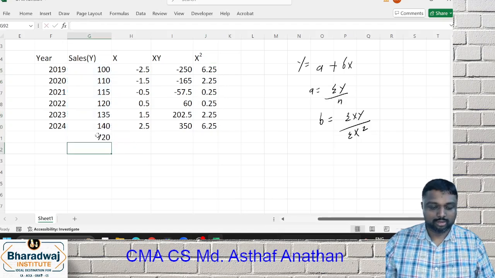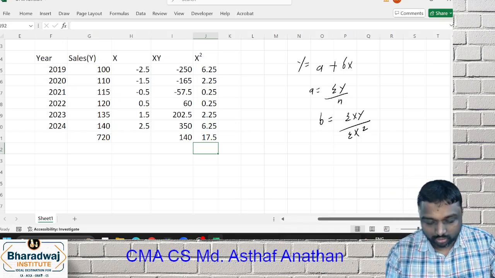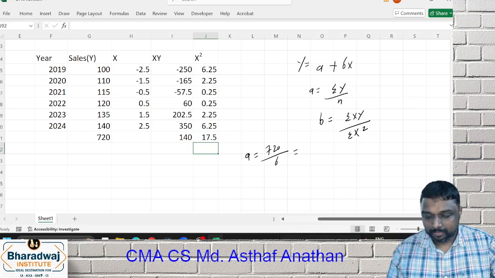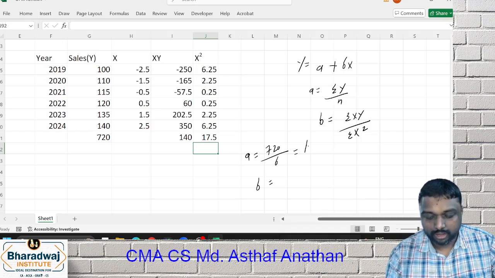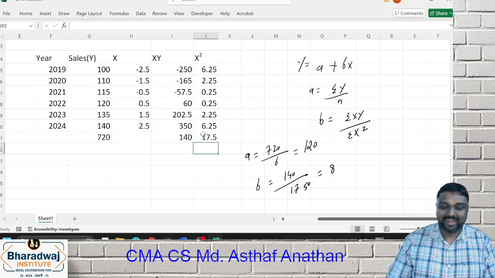You have to take all the totals. We have done that. Now you just have to apply, friends. First you can go for A. What is A? Sigma Y by N: 720 by 6 years. Can anyone tell what the answer is? 720 by 6 is 120. B is sigma XY, which is 140, divided by sigma X square, which is 17.5. What will come? 8. So that's all, the answer is ready.